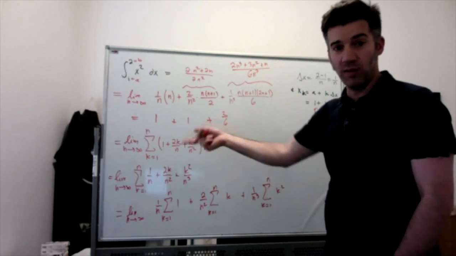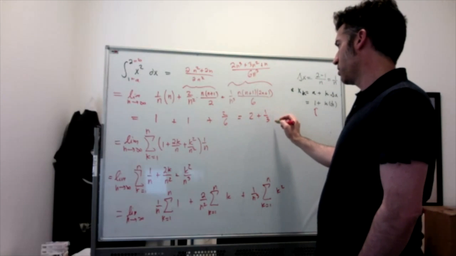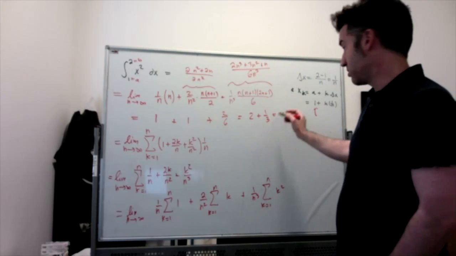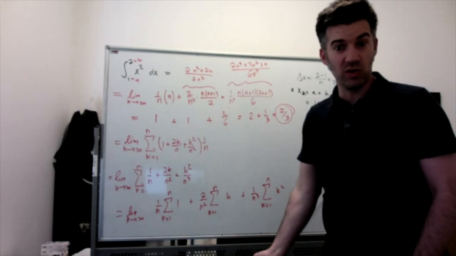So our answer ends up being 1 plus 1 plus 1/3, which is 2 plus 1/3, which is 6/3 plus 1/3, which is 7/3. And that's how you would do a problem like that.